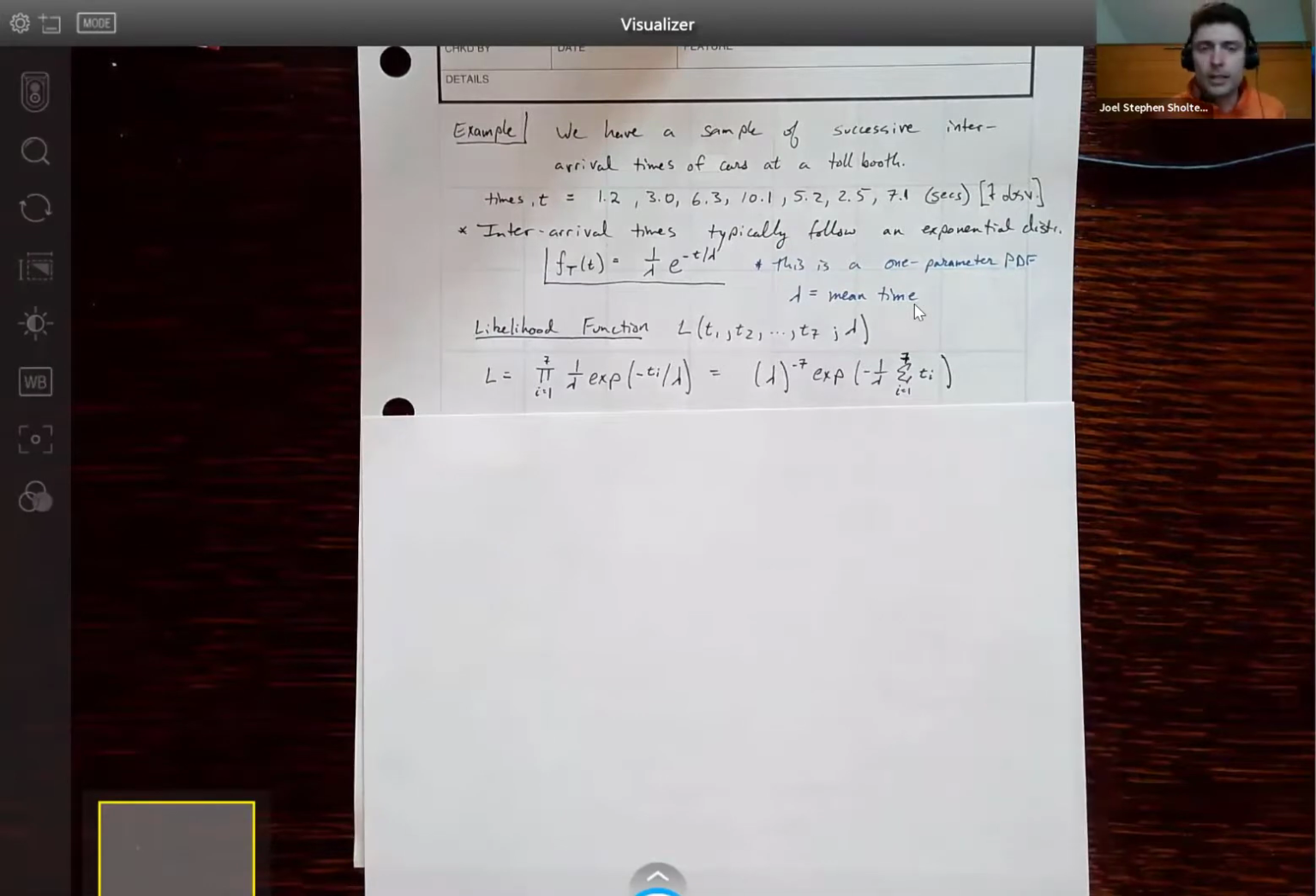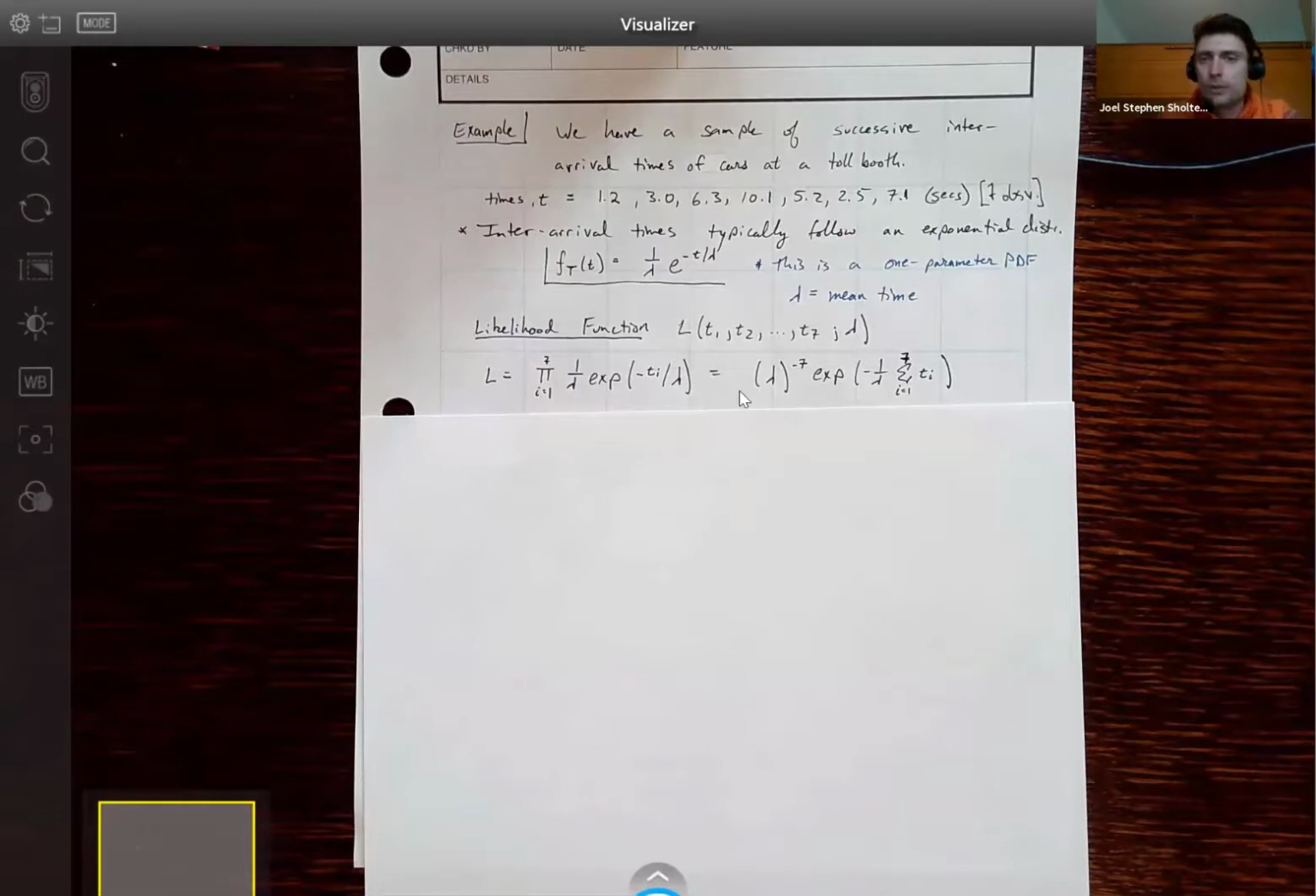So let's look at what our likelihood function is for this particular situation. So L of T1, T2, all the way to T7, and then our 1 parameter value is lambda. Because it's a product function, we're going to take the product from 1 to 7. So we'll have this PDF for each value of our observation. So 1 over lambda, there's only 1 parameter, exp negative ti. So this takes on a value for each observation we have. So T1 is 1.2, T2 is 3.0, T3 is 6.3.